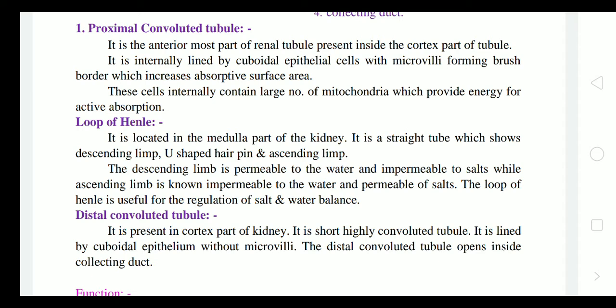So the active absorption takes place in this way, with the energy produced by the mitochondria, and that's why the mitochondria are present in the proximal convoluted tubule cells.